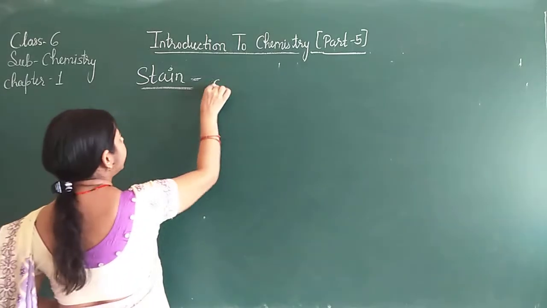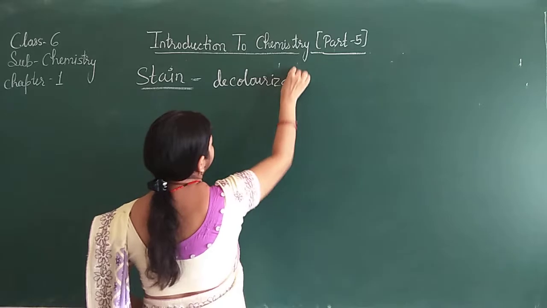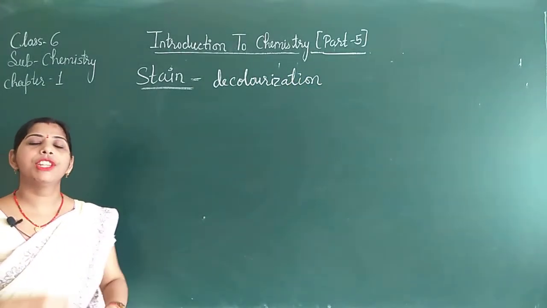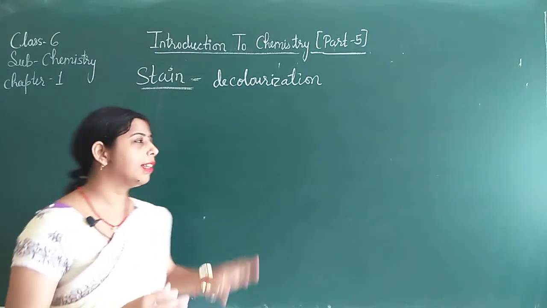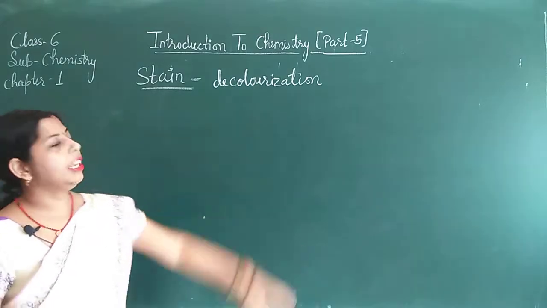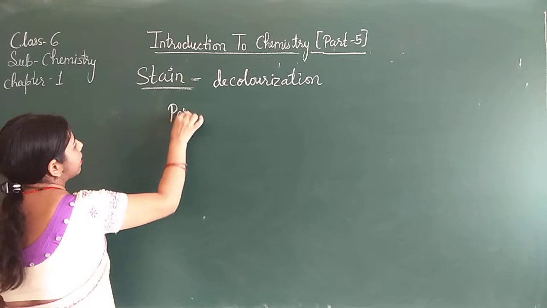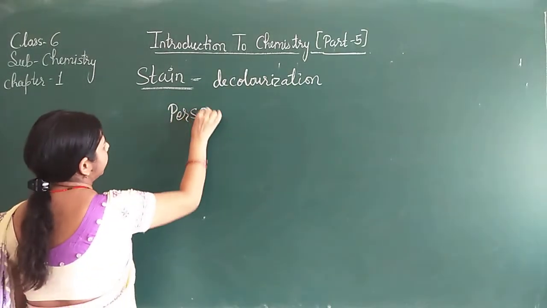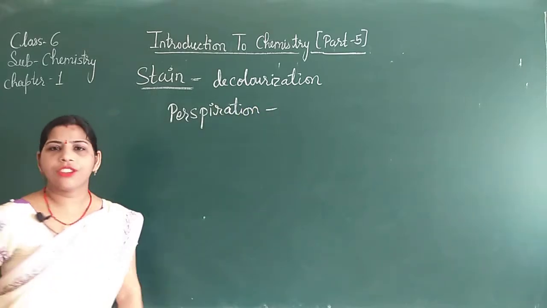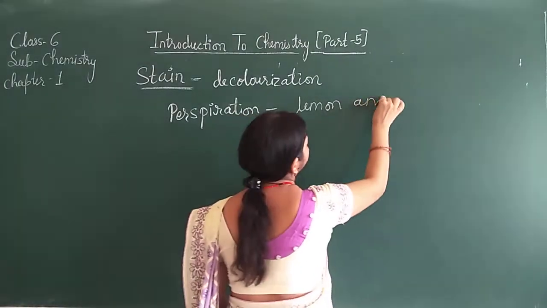Stain is generally decolorization of a thing which cannot be easily removed. That means the stain which may be on your cloth cannot be easily removed. So how can these stains be removed? If we discuss the stain of perspiration, perspiration means sweating. This perspiration stain can be removed with the help of lemon and vinegar.